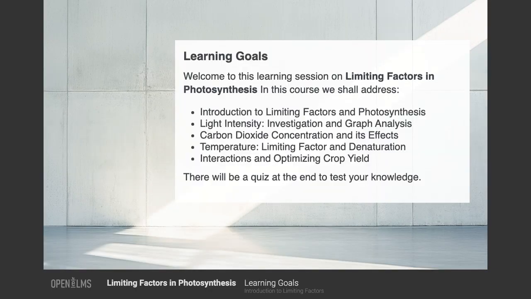Learning goals. Welcome to this learning session on limiting factors in photosynthesis. In this course, we shall address Introduction to Limiting Factors in Photosynthesis, Light Intensity, Investigation and Graph Analysis, Carbon dioxide concentration and its effects, Temperature, Limiting Factor and Denaturation, Interactions and Optimizing Crop Yield. There will be a quiz at the end to test your knowledge.